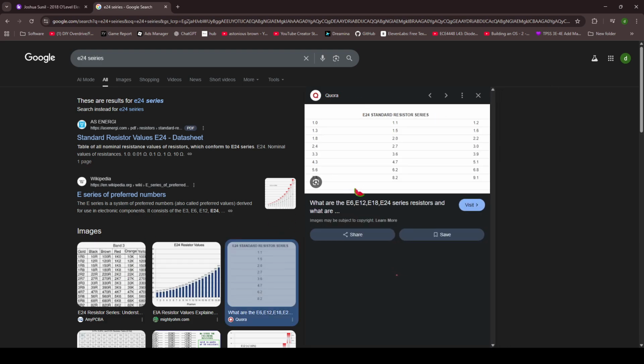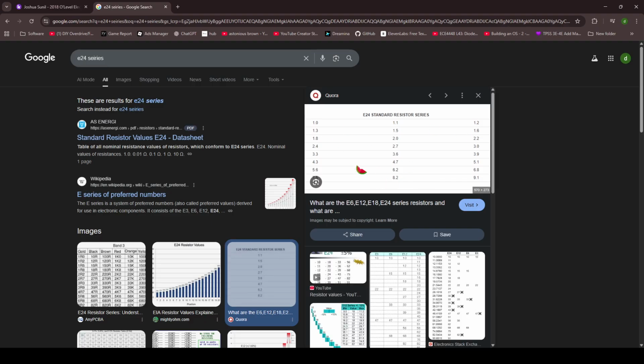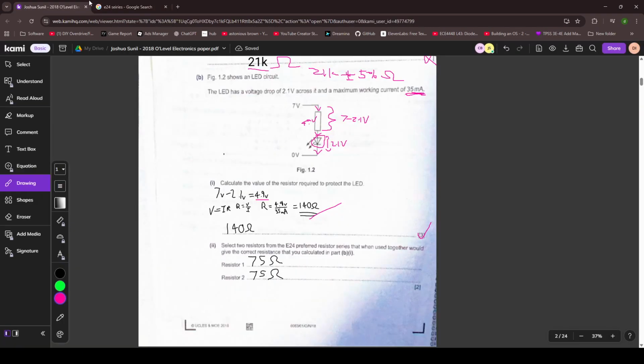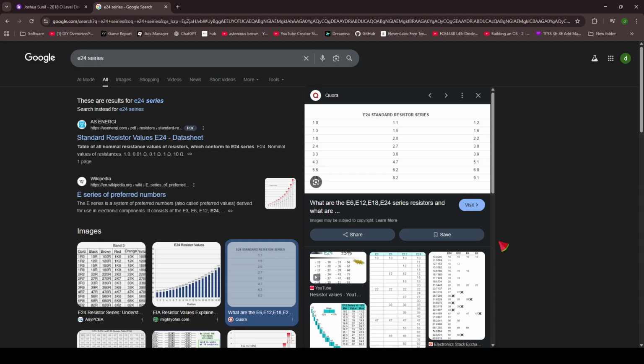Okay, so we want to get something plus something equal to 140, or thereabouts, on this sheet. We're looking for two numbers that add up to 14 here. He did 75 plus 75, which is basically on this list 7.5 plus 7.5. But is there another two numbers that can add up to get exactly 140? That's my question now. Okay, this might take a while.